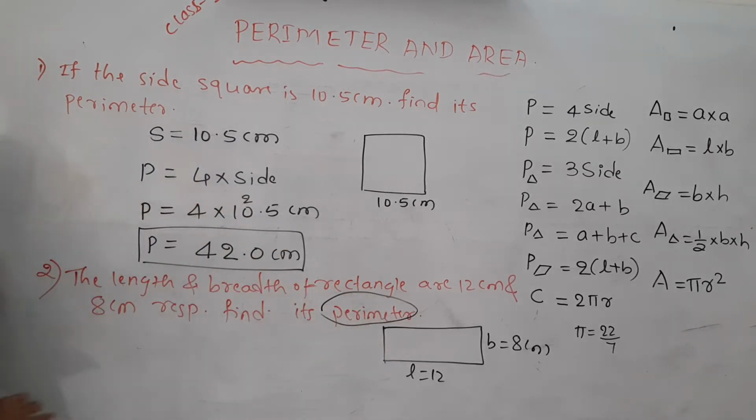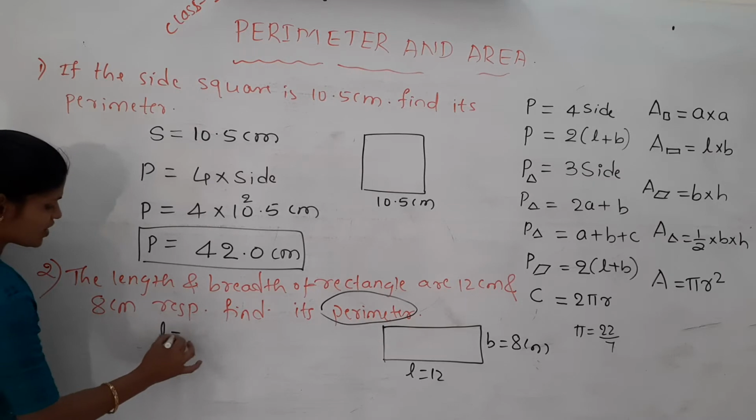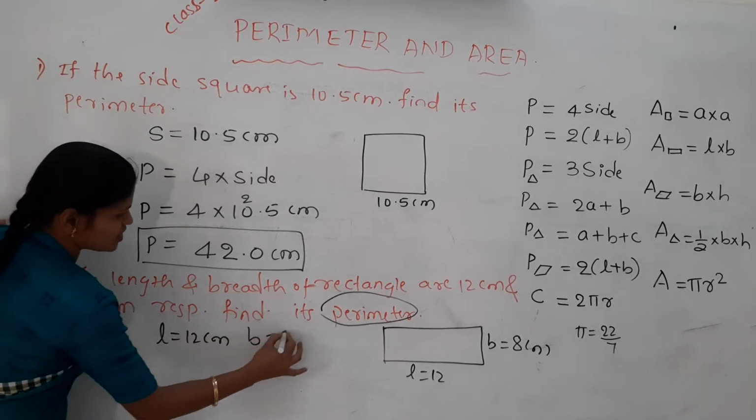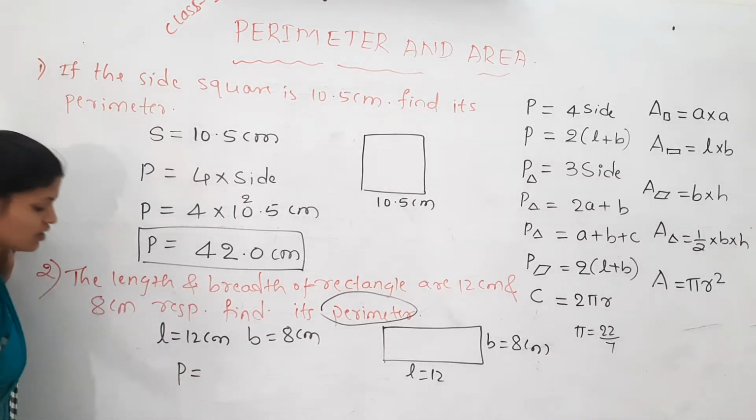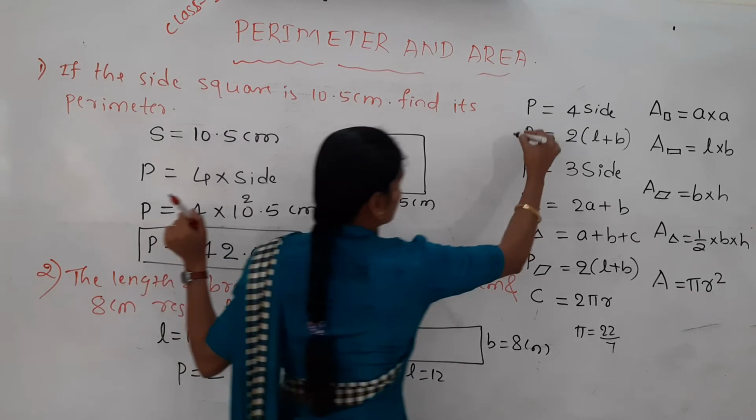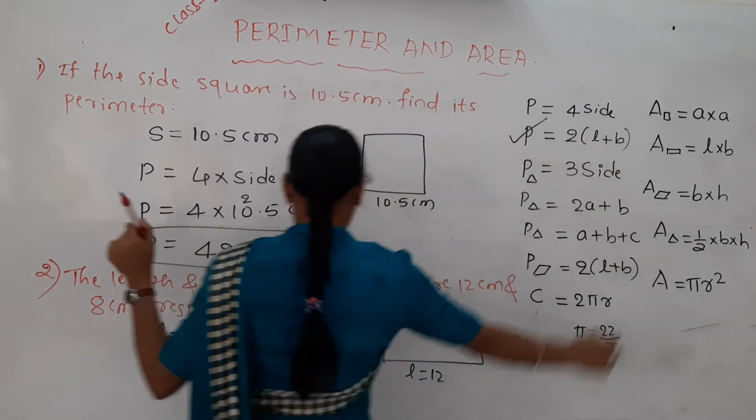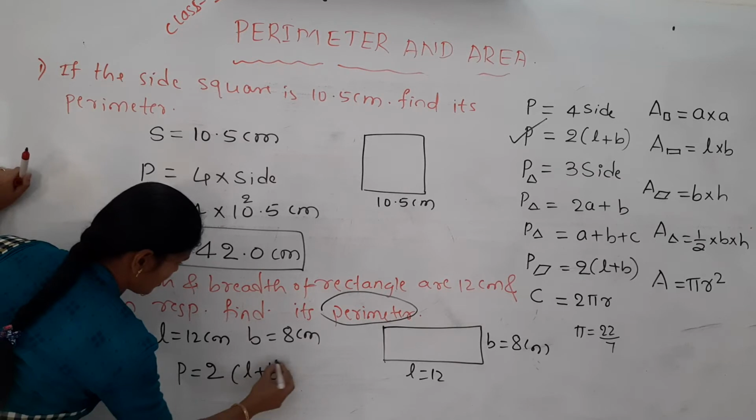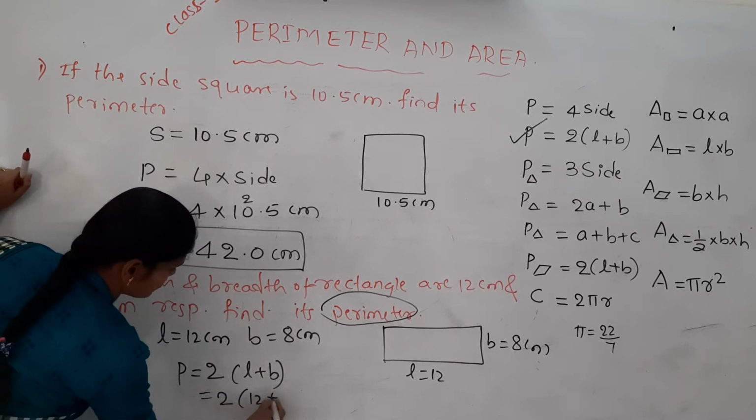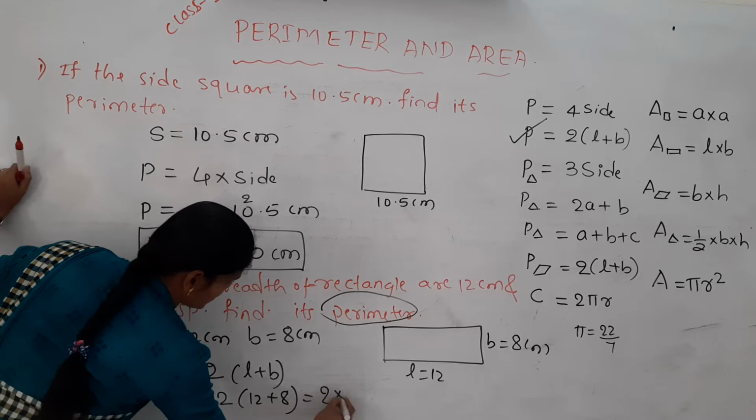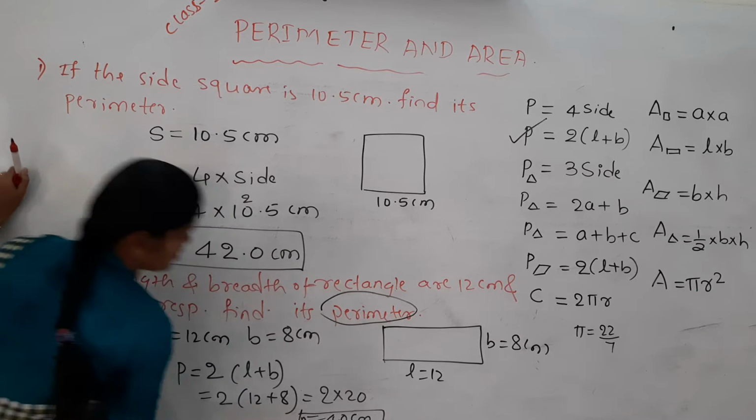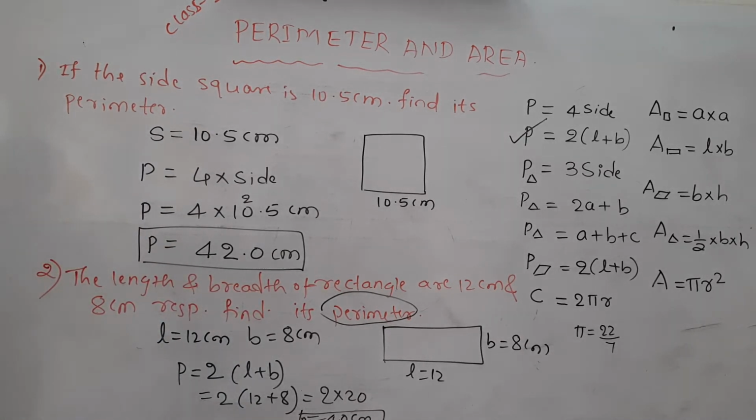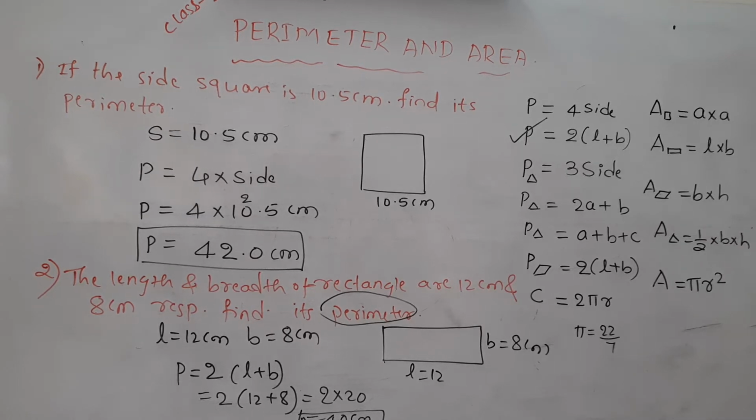What do we have to find? The perimeter. Length of the rectangle is 12 centimeter, and the breadth is 8 centimeter. What is the perimeter of a rectangle? 2 into L plus B. 2 into L plus B, L is 12 plus 8, how much? 20. 2 into 20 is how much? 40 centimeter is the perimeter of that rectangle. Like this, if he asks questions, we are ready to solve them.